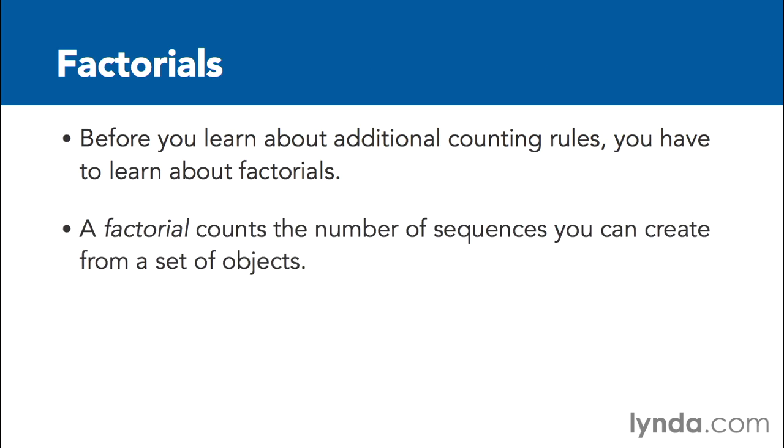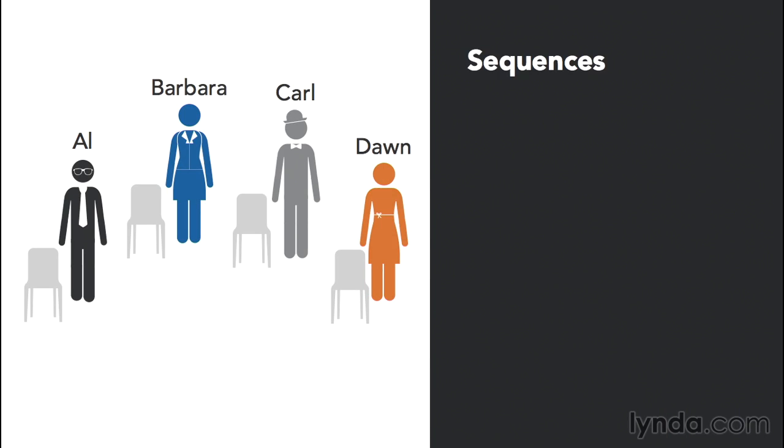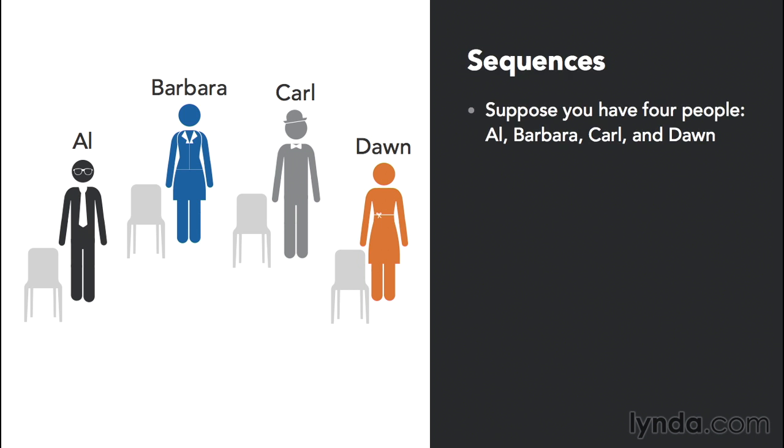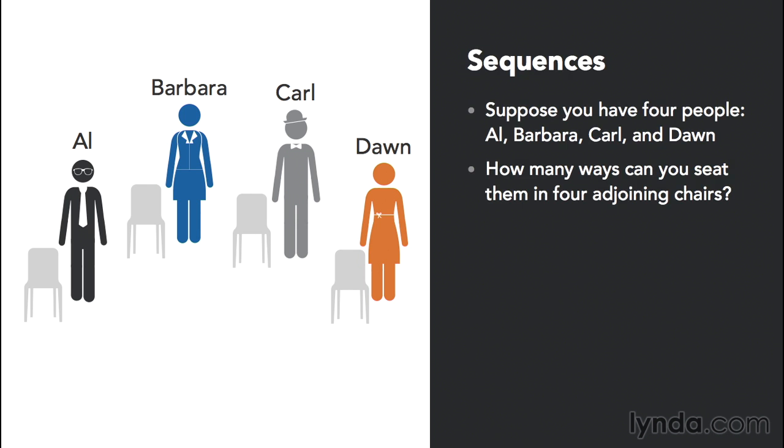Many more counting rules are available for us, but before you learn about them, you have to learn about factorials. A factorial counts the amount of sequences you can create from a set of objects. Here's what I mean by a sequence. We have 4 people, Al, Barbara, Carl, and Dawn, and we have 4 adjoining chairs. How many different ways can you seat them in the 4 chairs? Each way is a sequence.